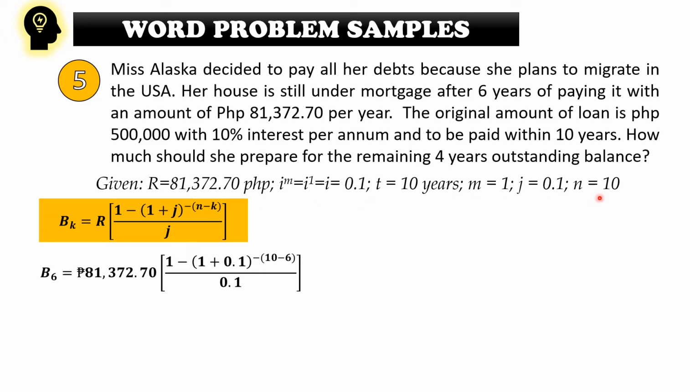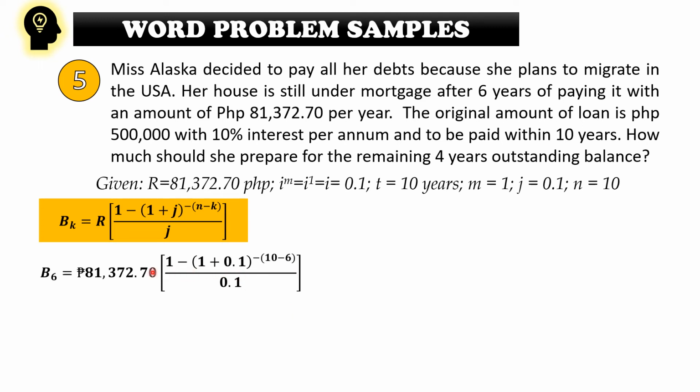J is equal to 0.1. Plug it here. 0.1, 0.1. Raised to negative n. N is 10. We have here 10 minus K. K is 6. Paano nakuha yung 6? That is by subtracting 10 years minus 4 years, that is 6. Kasi 6 years na ang kanyang nababayaran. Kasi ang remaining na hindi niya nabayaran is 4. That's why 6 years na ang nababayaran.